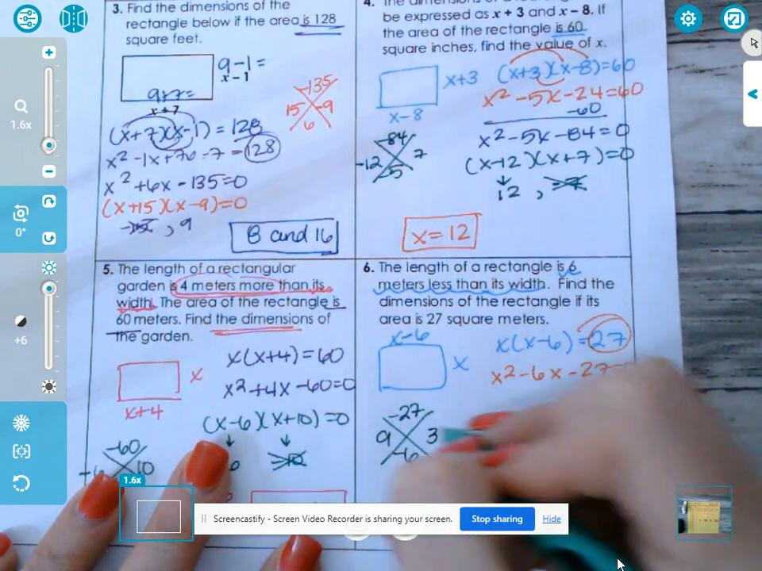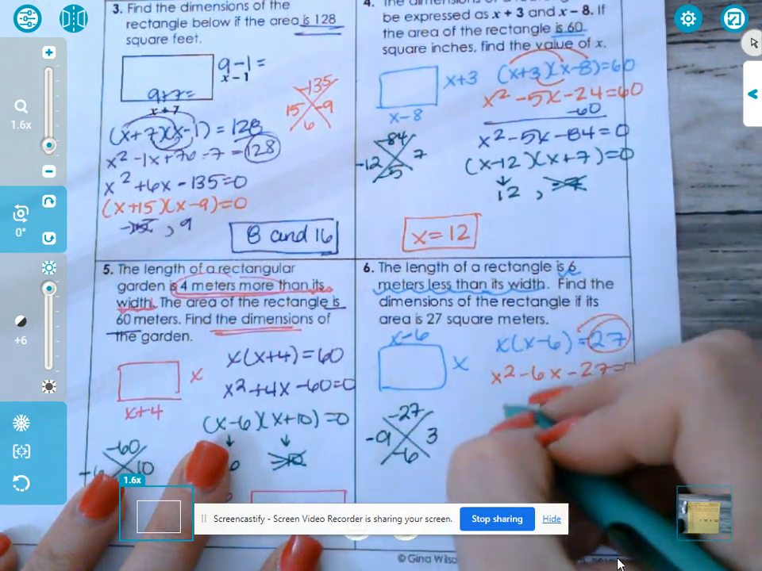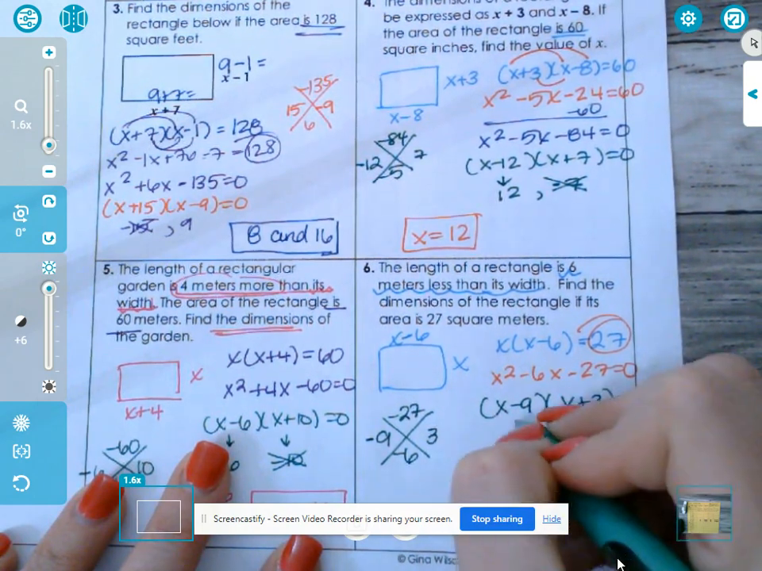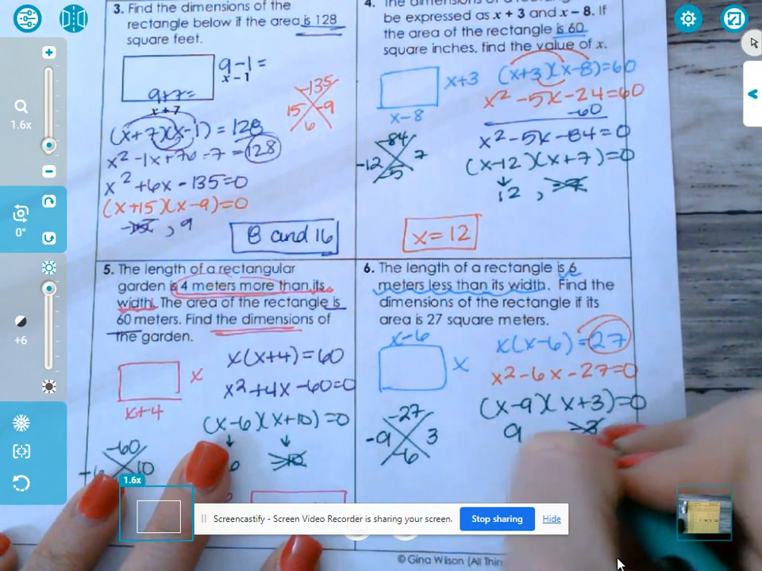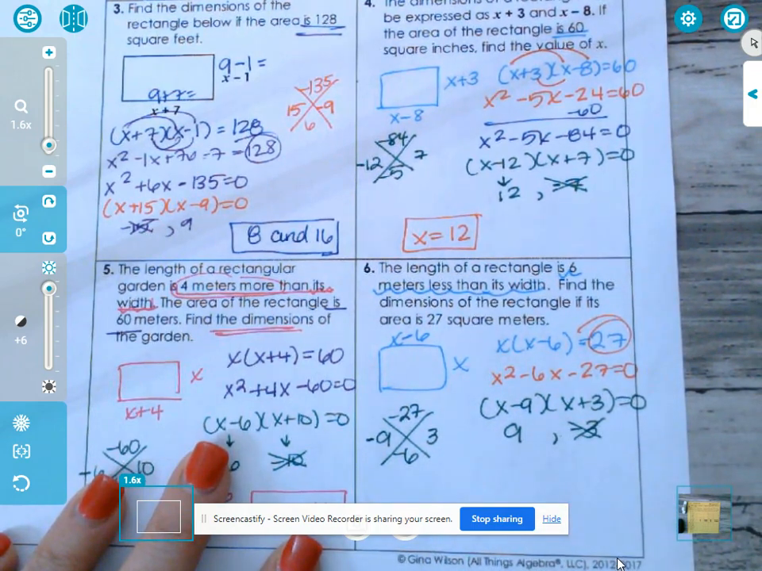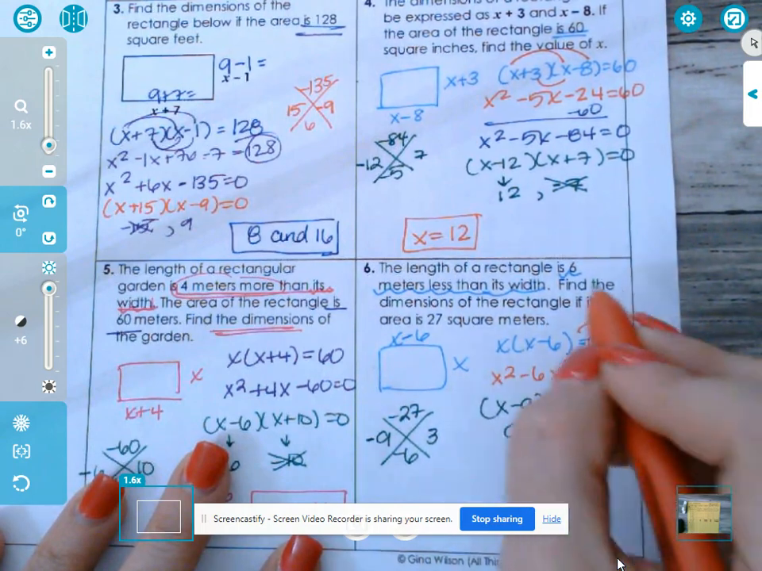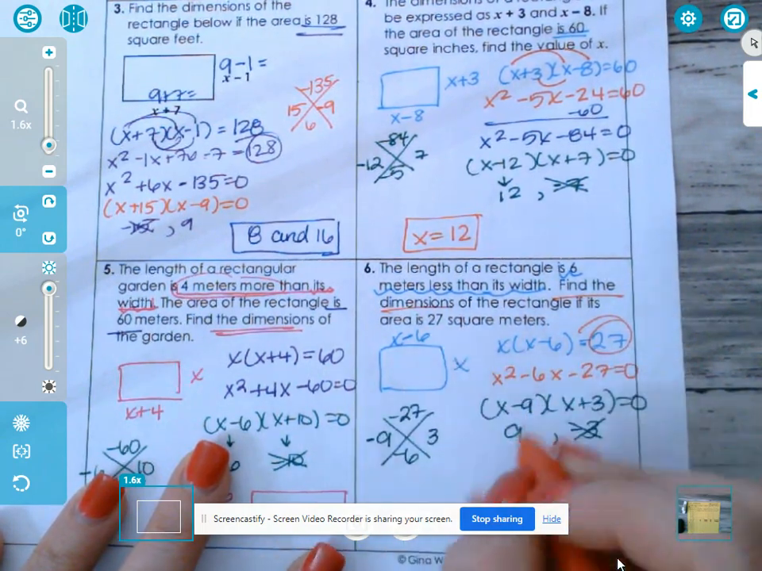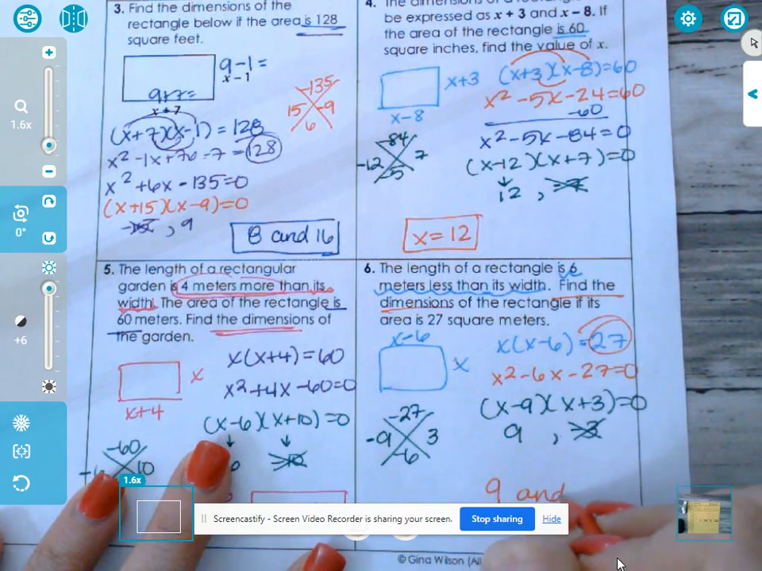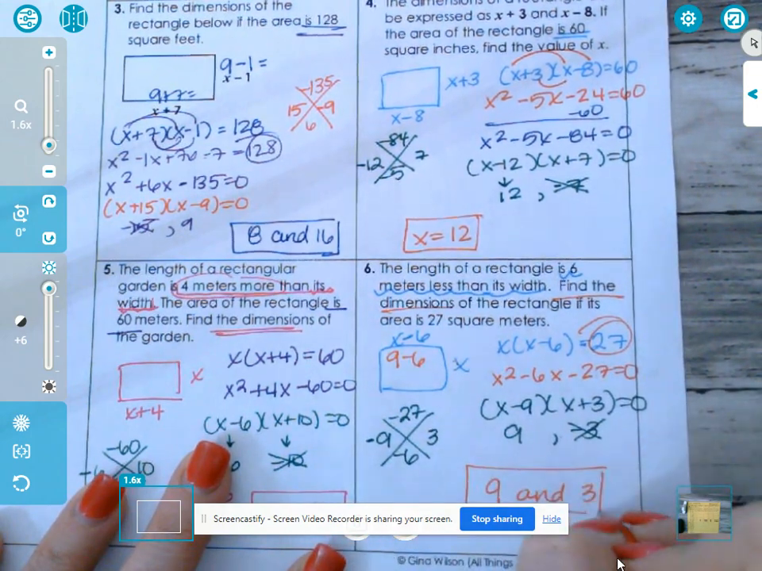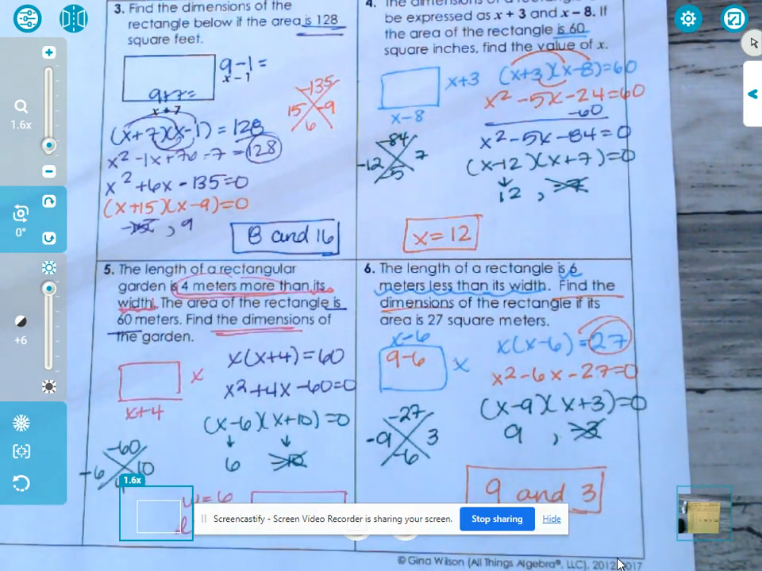Negative 27 on the top, negative 6 on the bottom, 9 and 3 with the negative being on the 9. So that gives me 9 and negative 3. Throw out that negative. So 9 is our x. And again, it wants both of the dimensions. So one of them is 9, and then 9 minus 6 is 3.